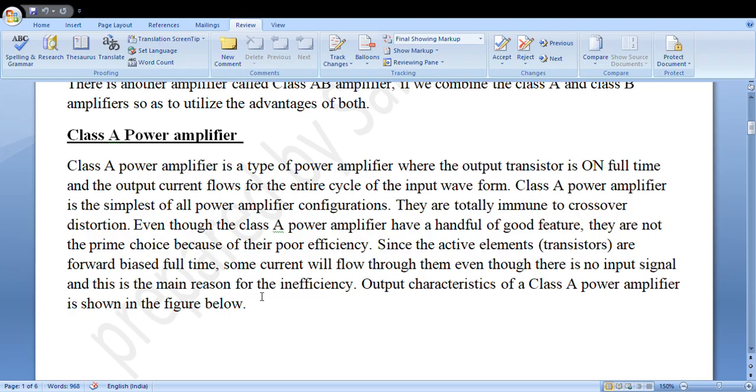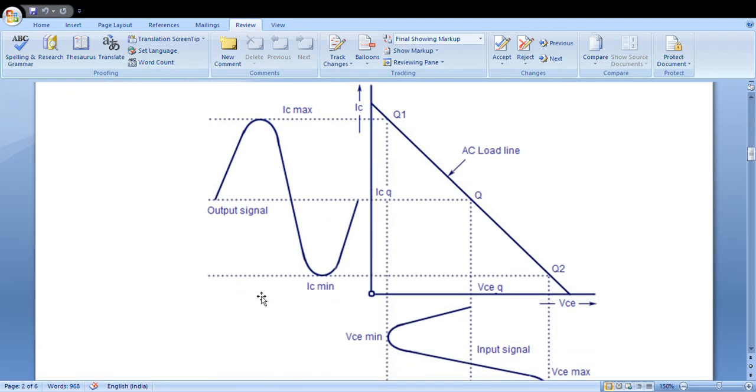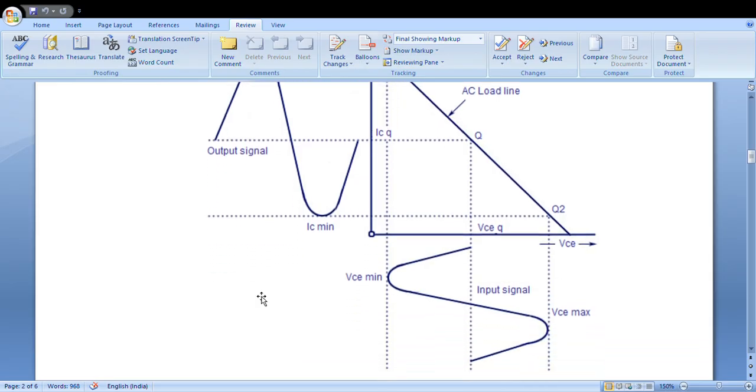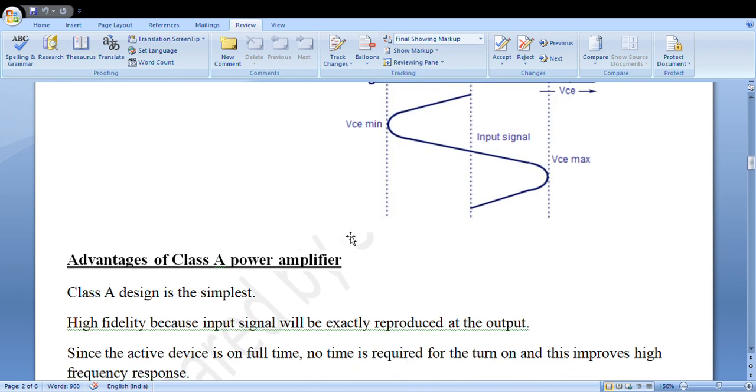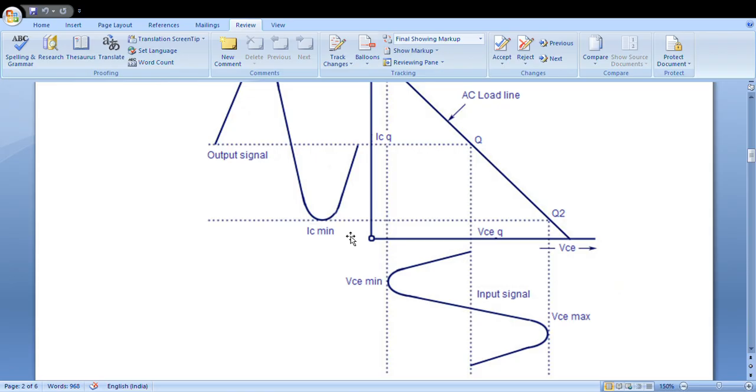Now if I show you the output characteristics curve of a Class A amplifier, it looks something like this. If you draw the AC load line of a Class A amplifier, where on the x-axis I have the collector to emitter voltage and on the y-axis I have the collector current, you can see from this characteristics curve that the full 360 degrees of the input cycle is given, and in the output you are also getting the full 360 degrees. That is exactly the operation of a Class A amplifier, where you get an exact replica of the input cycle. So the ability to reproduce the input cycle, that is the fidelity, is very high.